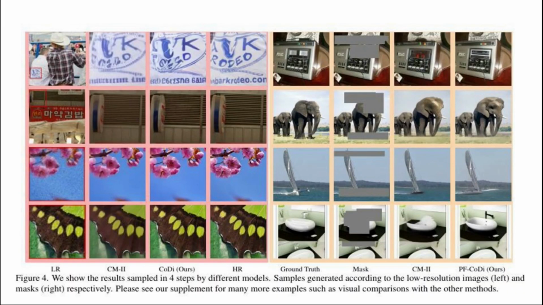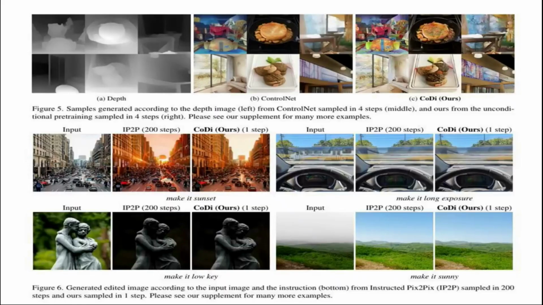Unlike traditional distillation methods, which involve a two-stage training process, that is distillation plus fine-tuning, this approach combines both into a single stage, significantly simplifying the training pipeline. Additionally, it introduced a parameter efficient mechanism allowing each conditional generation task, for example super resolution or inpainting, to use only a few additional parameters instead of retraining the entire model.